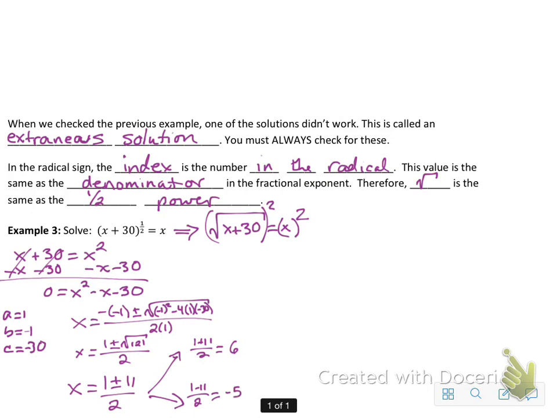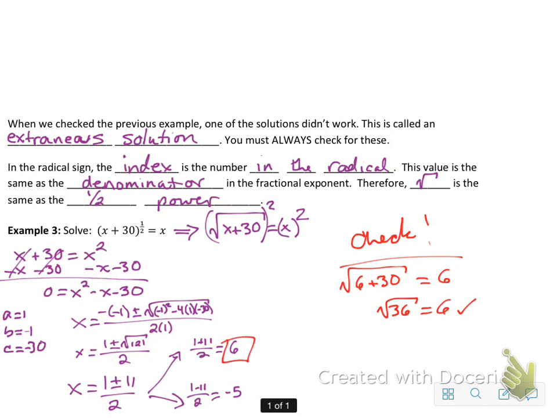But we're not done, because on every single problem that you do, you must check your work. Okay, because there is a very, very, very large chance that when we plug it in, one of them or both of them might not work. So we have the square root of 6 plus 30. Does that equal 6? Well, that's the square root of 36, which is 6, which means that the 6 answer is correct. Let's try that with the other one.